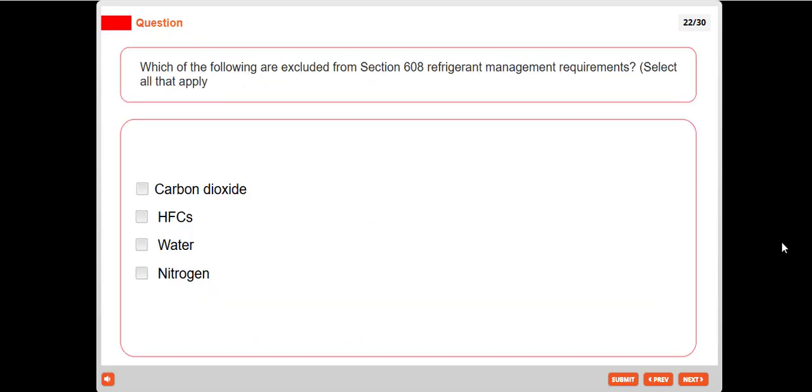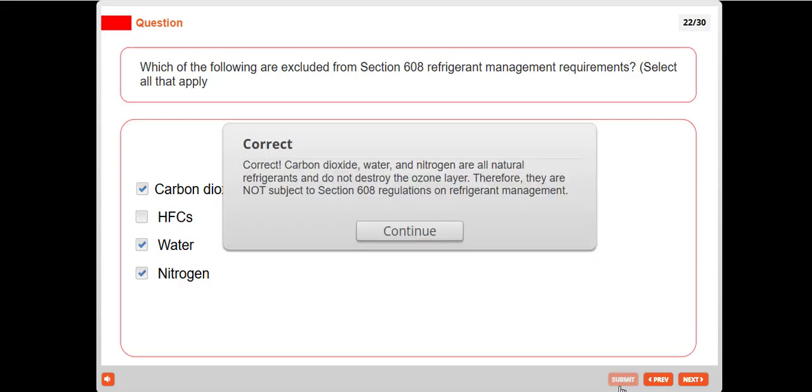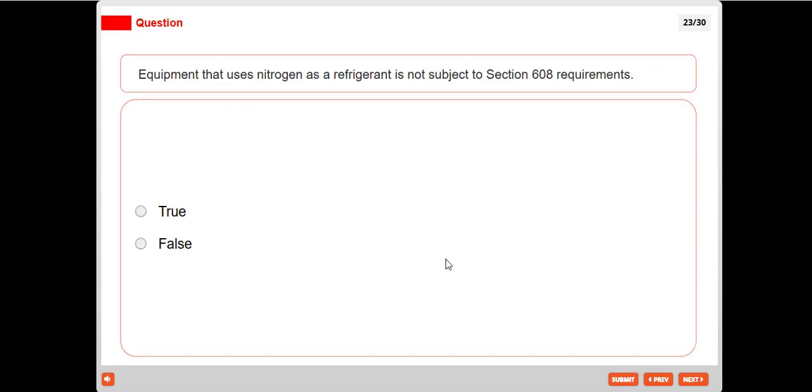Which of the following are excluded from Section 608 refrigerant management requirements? Select all. Water, carbon dioxide, and nitrogen. Equipment that uses nitrogen as a refrigerant is not subject to Section 608 requirements.